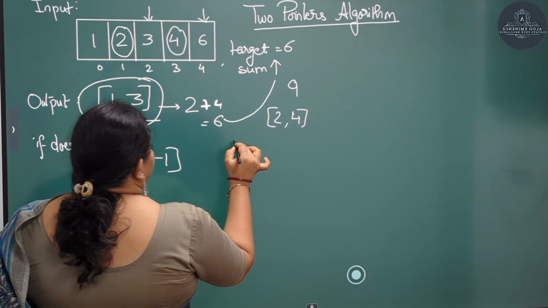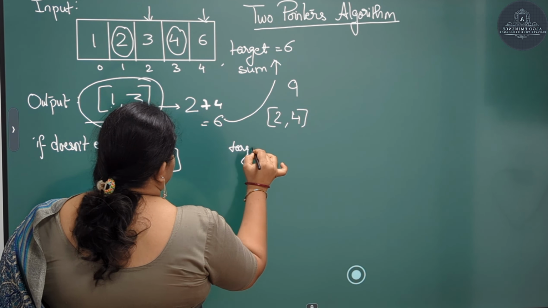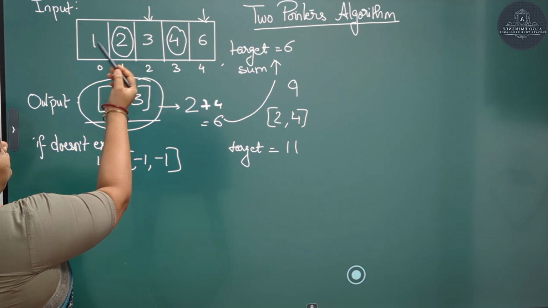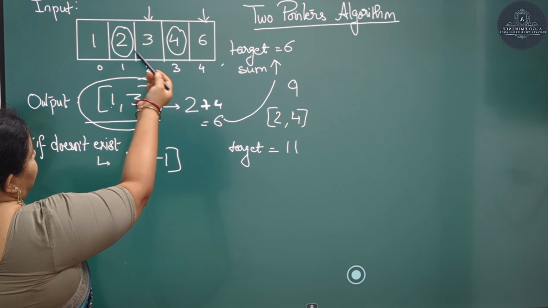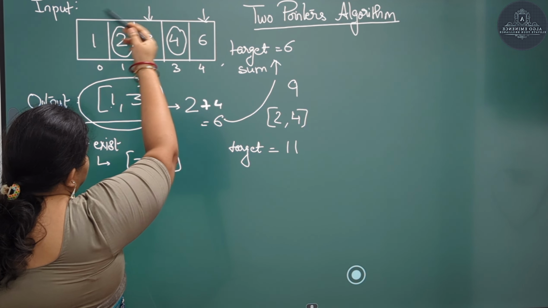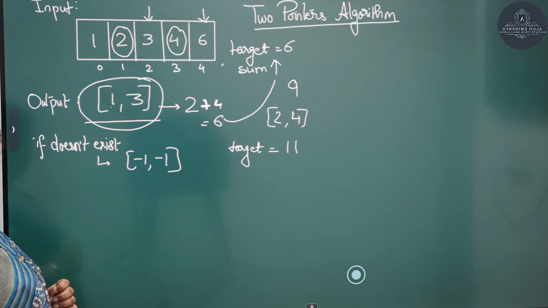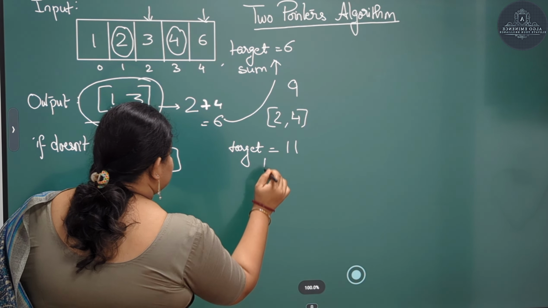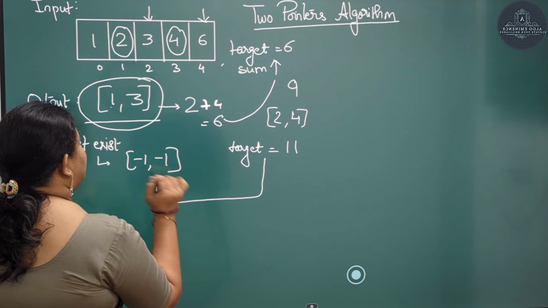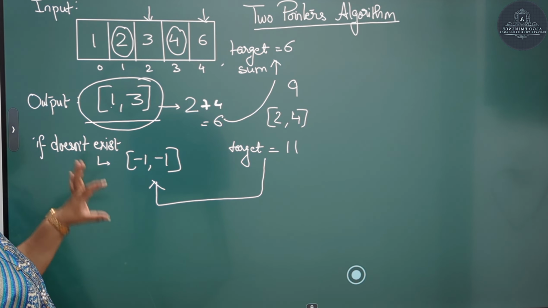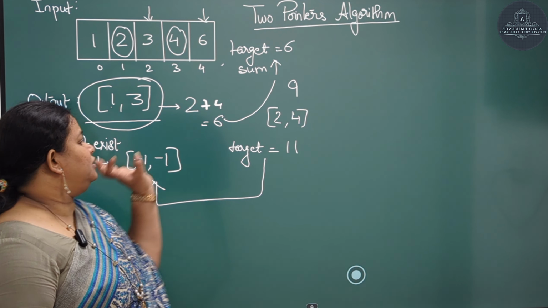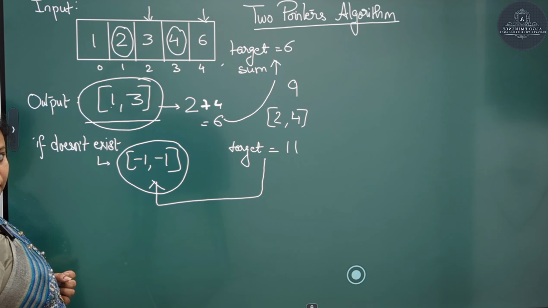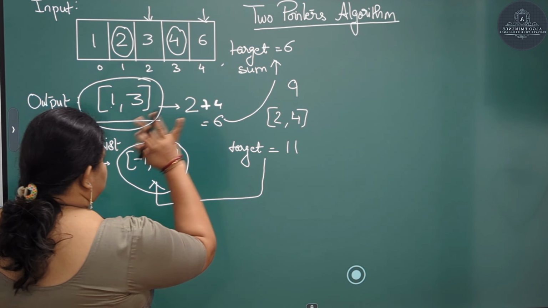Again, suppose for example the target is given as 11. You go on pairing the elements and finding the sum, and we can see that we don't find any element pair whose sum is equal to 11. At that time, the output is given as -1, -1. It means if the target does not exist, the output is -1 and -1. So this is your basic question.